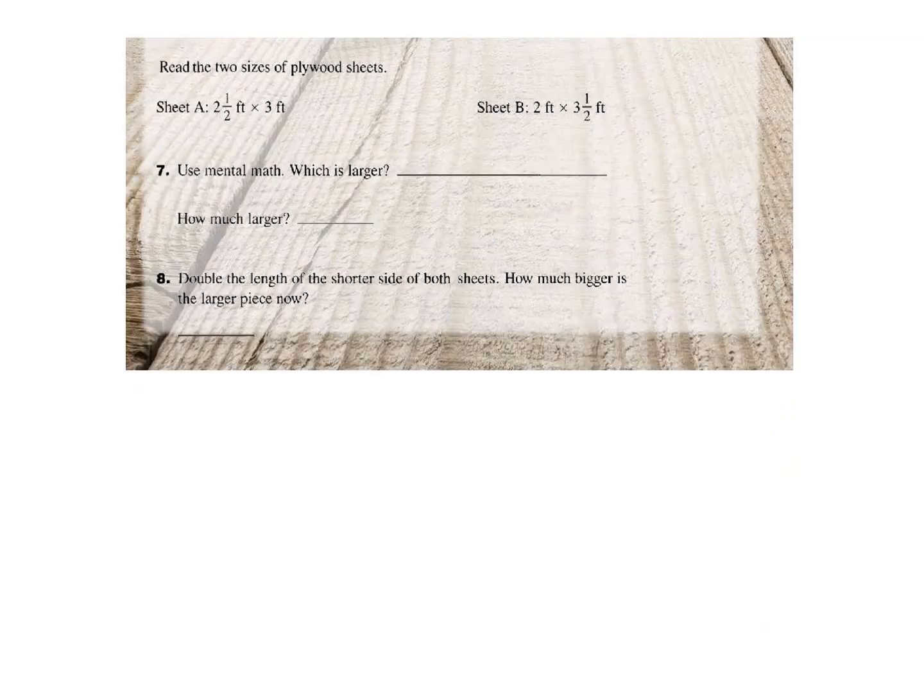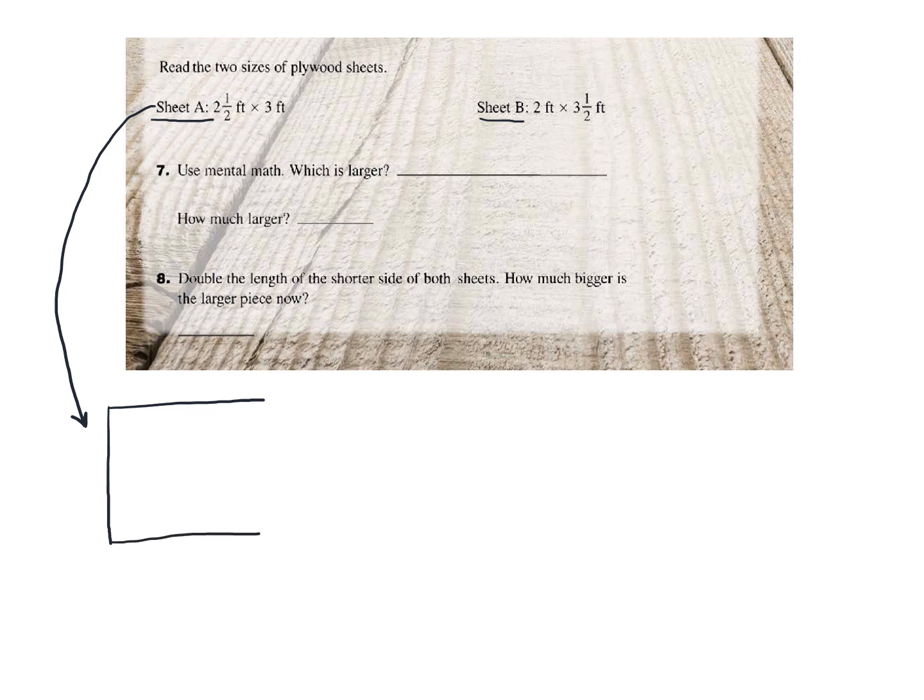Read the two sizes of plywood sheets. Sheet A is 2.5 feet times 3 feet. Sheet B is 2 feet times 3.5 feet. Use mental math, which is larger. Obviously, I can't show you what's in my brain, so I'm going to draw it out. For sheet A, we have the length is 2.5 feet by 3 feet.